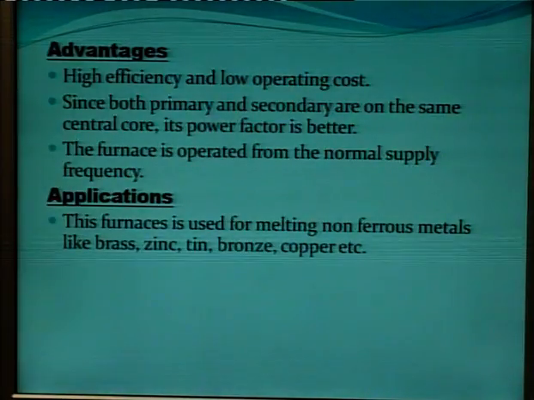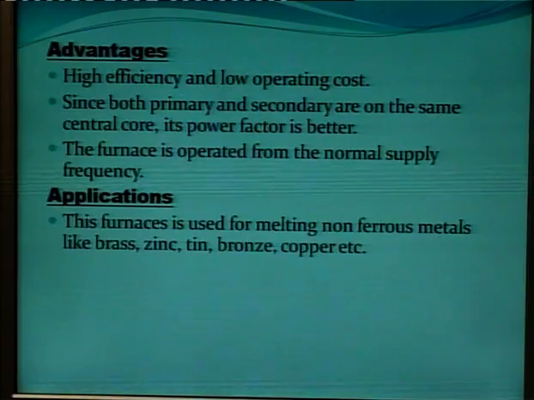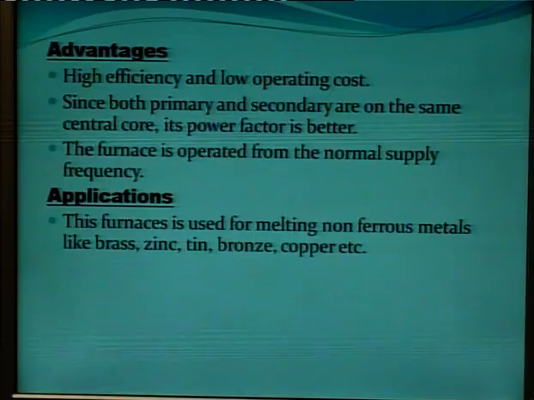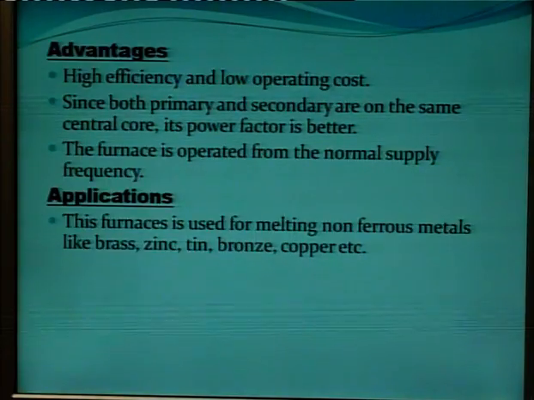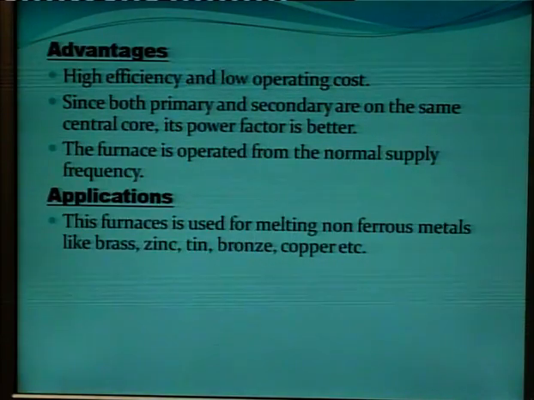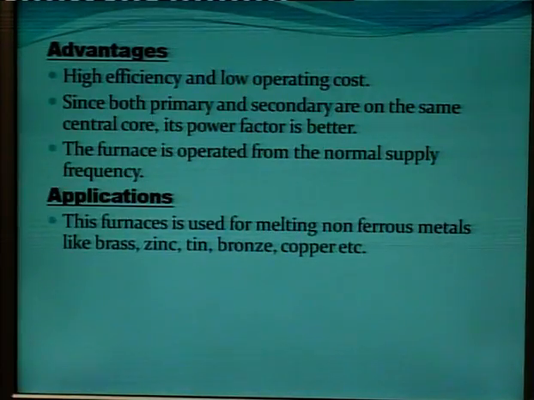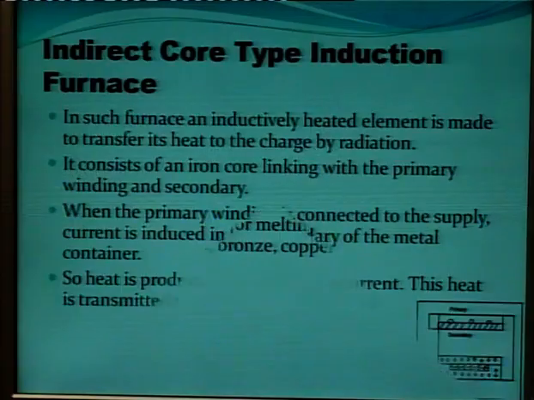So, the advantage of this furnace is it has high efficiency and low operating cost. Since both primary and secondary are on the same central core, its power factor is better. The furnace is operated from the normal supply frequency, that is, there is no requirement of a generator set for low frequency, and it is used for melting non-ferrous metals like brass, zinc, tin, bronze, copper, etc.